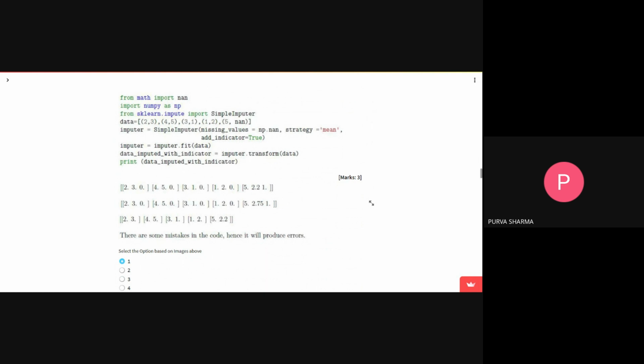What, 2.5? No, 2.2 something. Yeah, 2.75, sorry. That is the second option, correct. And why is this third feature here? Add indicator is true, correct. Since the add indicator is true, we're adding an indicator wherever the value was not present, which is here 1. And the average of 3, 5, 1, and 2 will be 2.75.